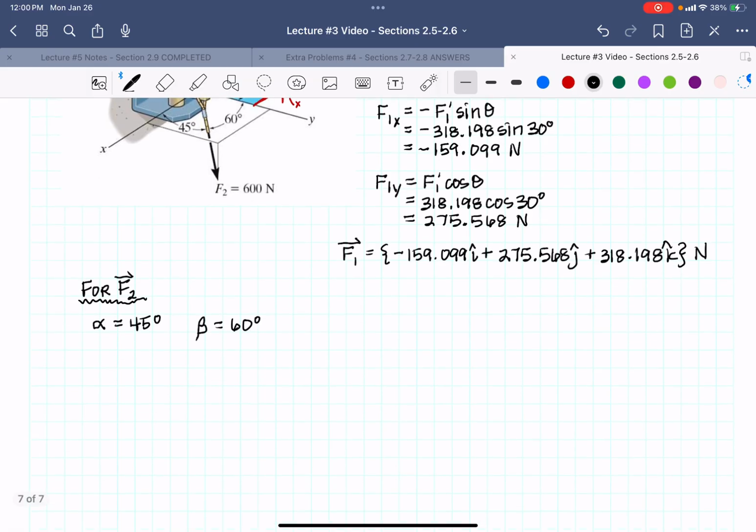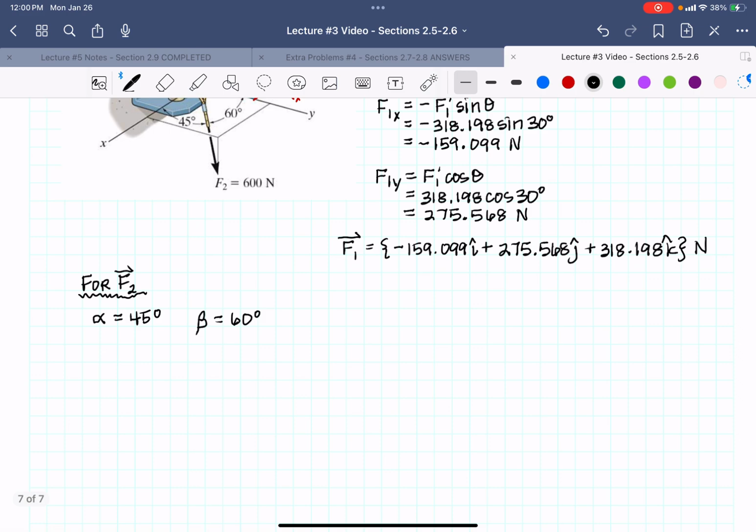So from that, we can find that F2 in the x direction is going to be magnitude of F2 times the cosine of alpha, which equals 600 cosine of 45 degrees, which equals 424.264 newtons.